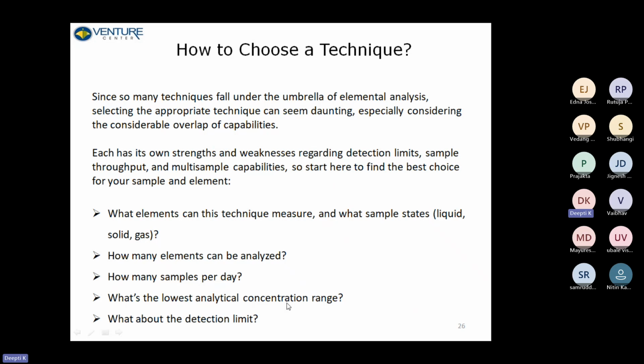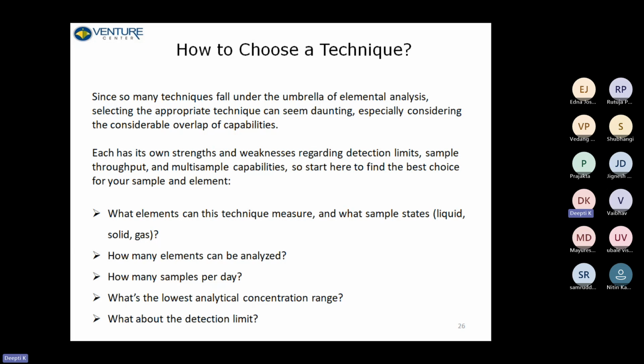What is the lowest analytical concentration range that is necessary? The detection limit is probably one of the most crucial factors while deciding the choice of equipment that you want to go for. Lowest detection limits are possible with ICP-OES and ICP-MS.